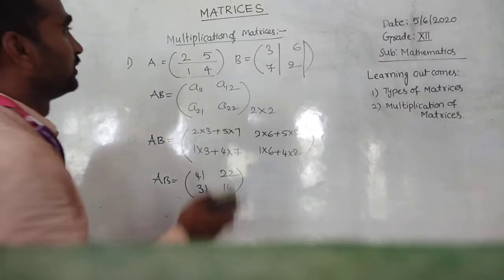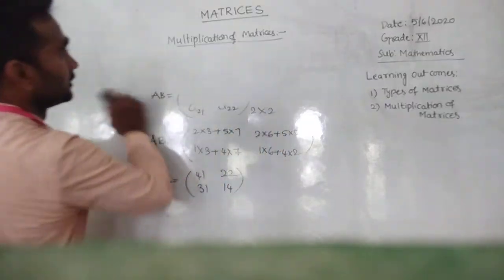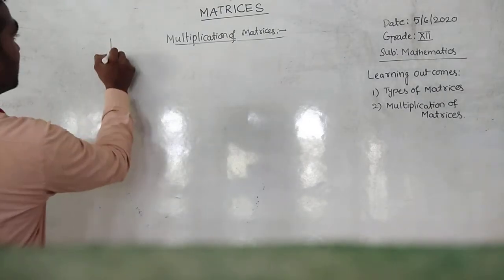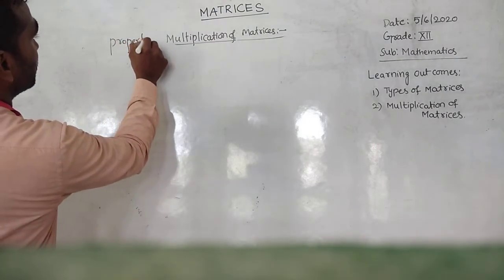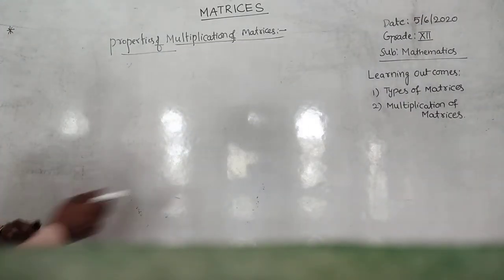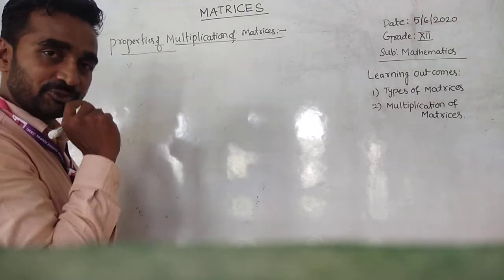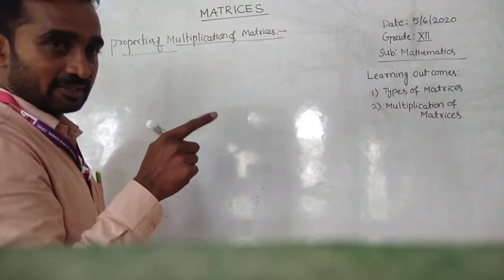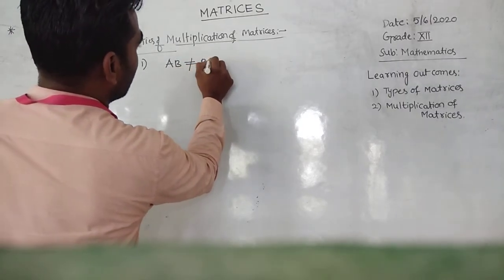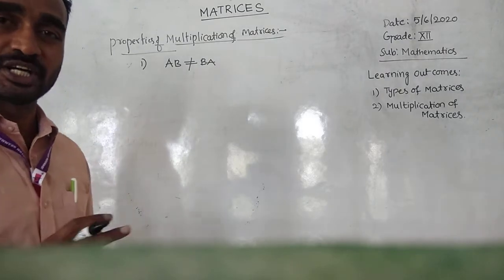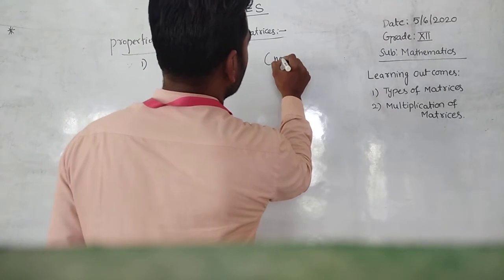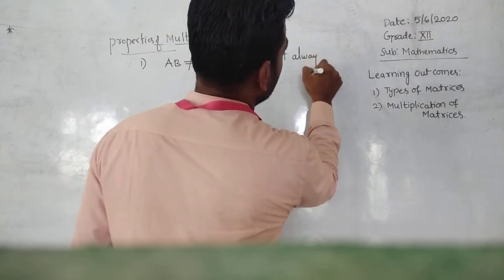Next, the properties of multiplication of two matrices. A, B, C are any three matrices with the same order. First one, AB is not equal to BA. Generally we say AB is not equal to BA, but remember this is not always correct. Sometimes it may be equal. So I am giving the point: not always.